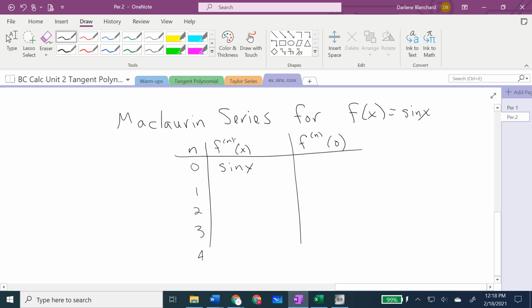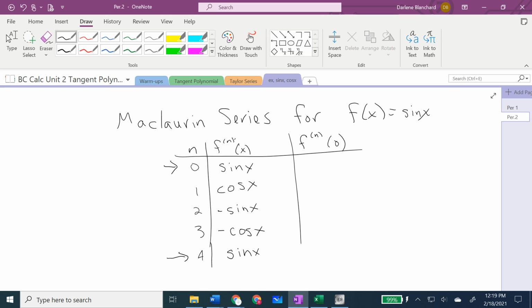All right, sin x. What is the derivative of sin x? Cosine x. And what is the derivative of cosine x? Negative sin x. And what's the derivative of negative sin x? Negative cosine x. And what's the derivative of negative cosine x? Sin x. Hey, that sounds familiar. We are back to the beginning, and the pattern will continue.